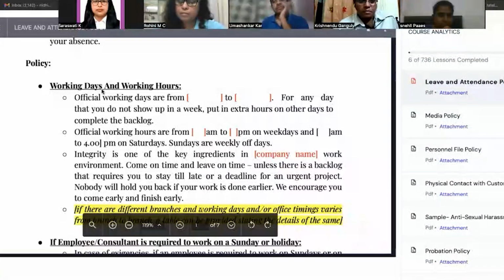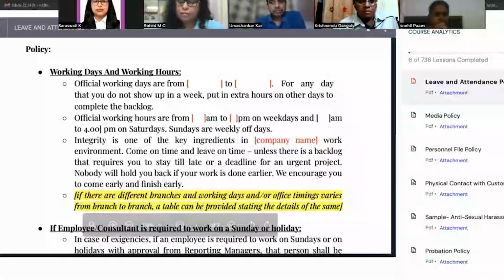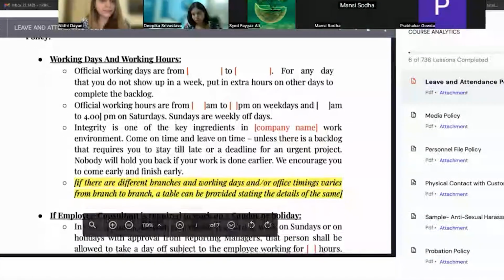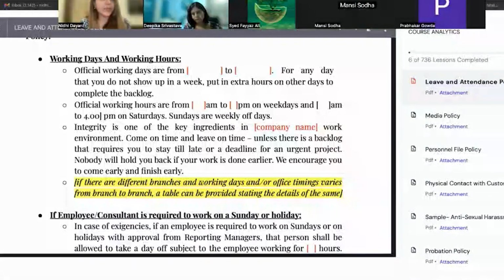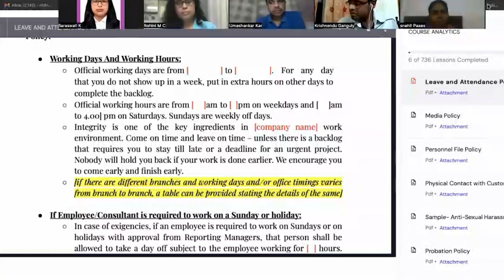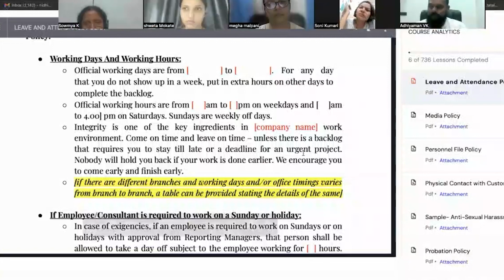So you lay down what your working days and hours are. There are certain pointers that you will give: what are the official working hours, what is the spread over, what is your weekly off. Then of course integrity is a very important component that you would include in your leave and attendance policy for employees who are working from home. You have to work with integrity. Don't do 8 hours of work in 2 hours and just remain idle. Give at least 8 effective hours in the organization, correct?